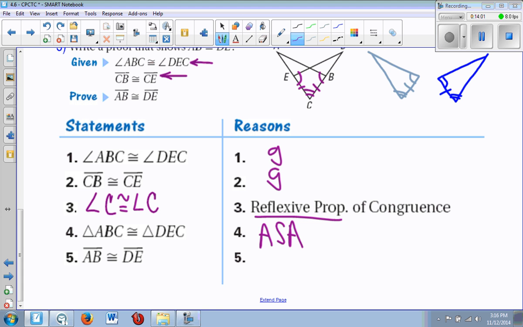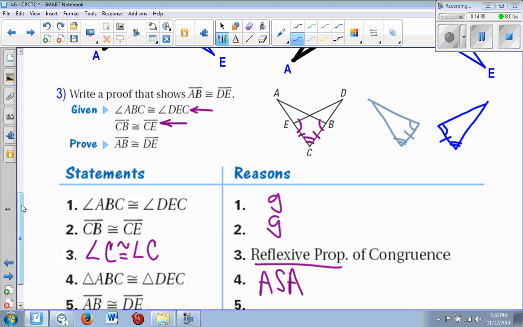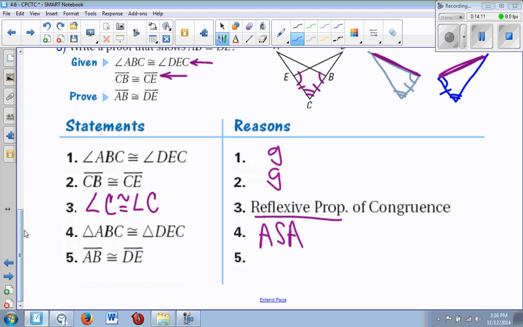And then it wants you to show that AB and DE are congruent. AB and DE are the two sides up here that I'm highlighting in purple. They are corresponding parts of congruent triangles, so they are congruent. That is called CPCTC. If you have specific questions about any of these proofs, make sure you make a list of questions, make note of it on your paper so that when I ask in class, you can ask those questions.